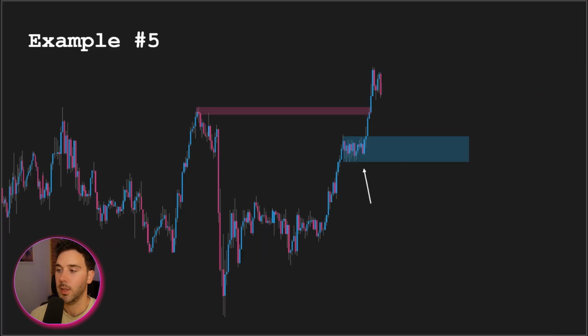But just to give you the textbook example, the clearest example that I could find on the charts, we have a high here, and then we have a decision point here, which has come and broken the high. And then on a retest of this level is where we would look to trade.